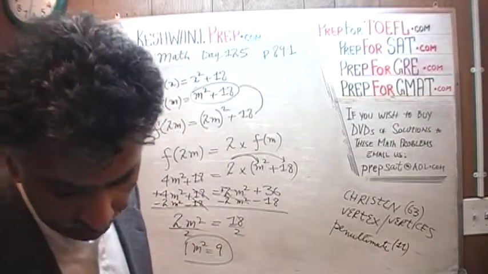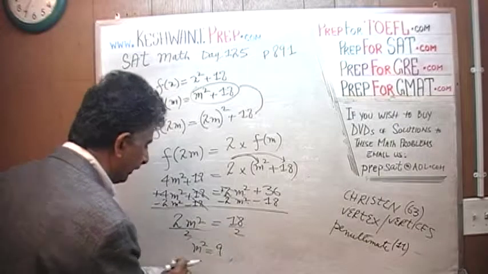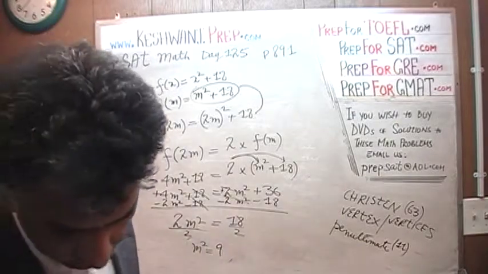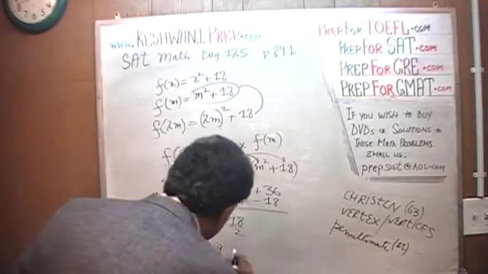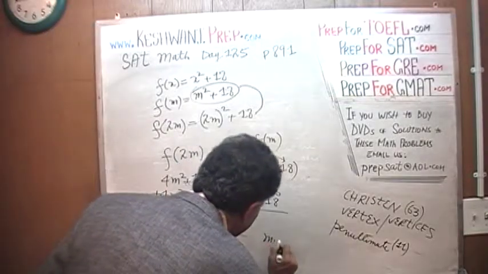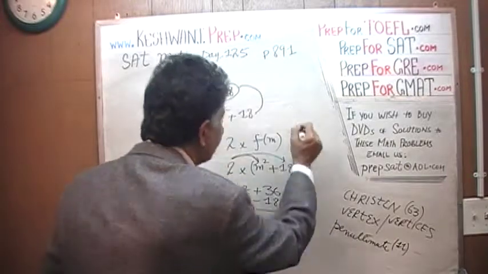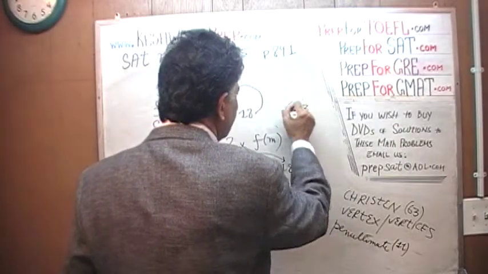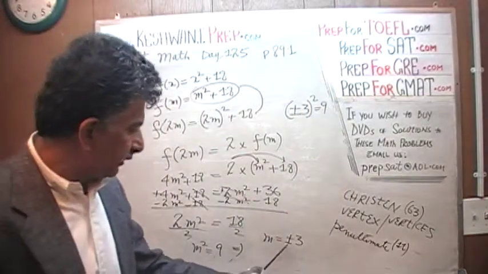We're not done yet. They're looking for the value of m. I shouldn't have put a box around it yet. They're looking for the value of m. m squared is 9. If m squared is 9, then that implies that m has got to be either positive 3 or negative 3, because both positive 3 and negative 3 squared will give us 9. So m is either positive 3 or negative 3.